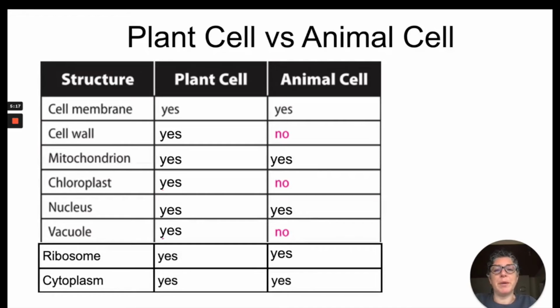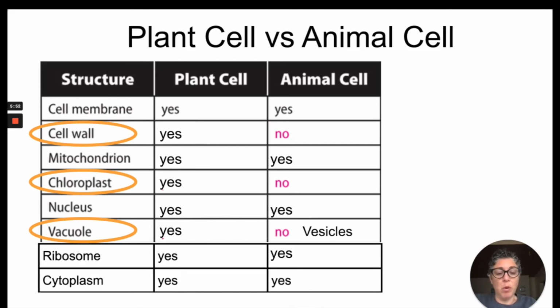Okay, so when we're comparing the plant cell versus the animal cell, we have all the structures that you need to know listed there, and they are all found in the plant cell. There are three structures which are not found in the animal cell, and that is the cell wall, the chloroplast, and the vacuole.